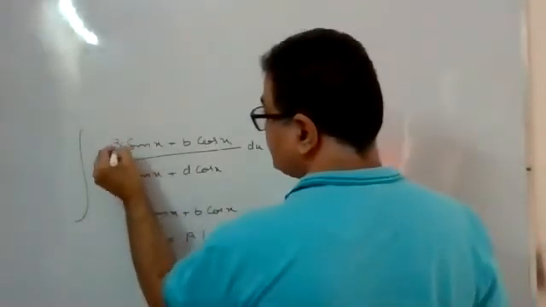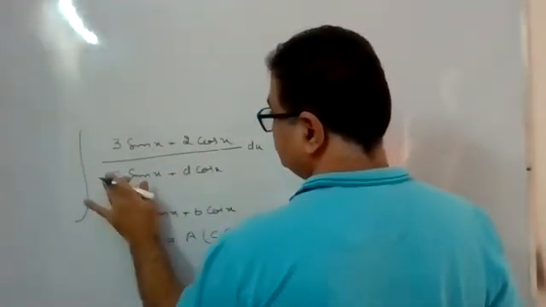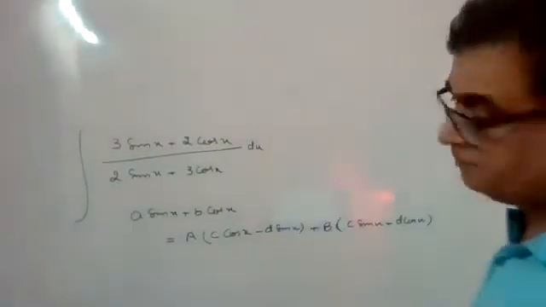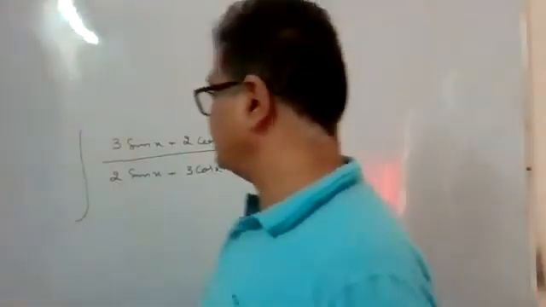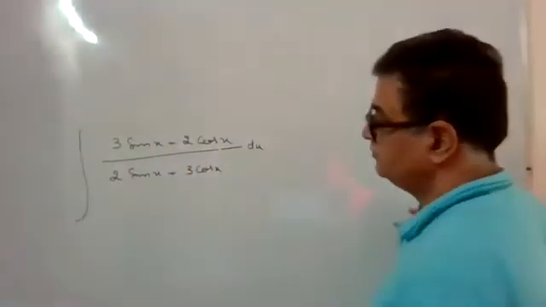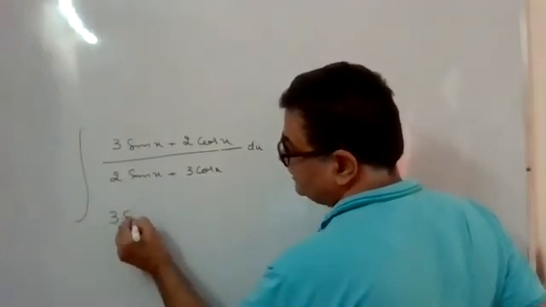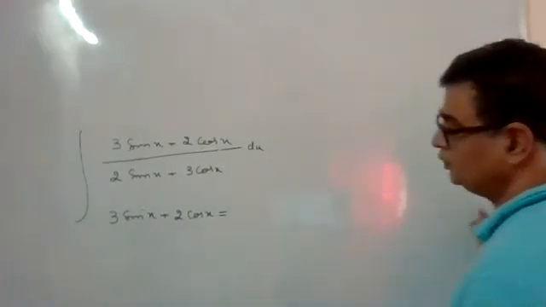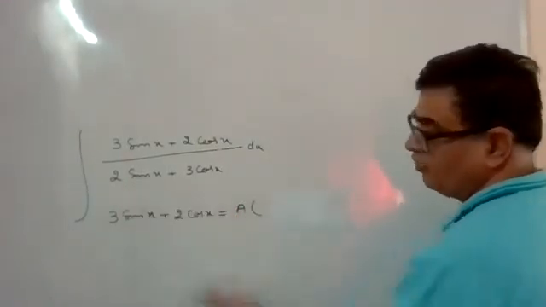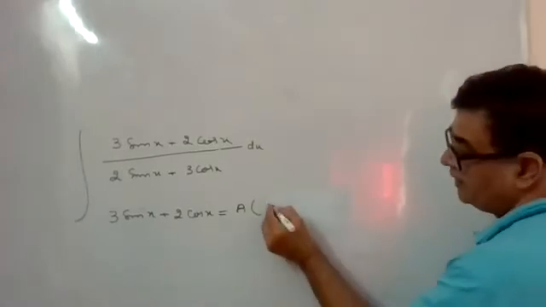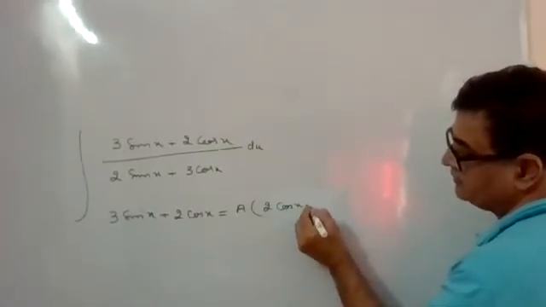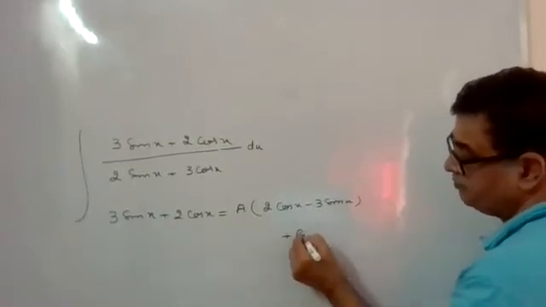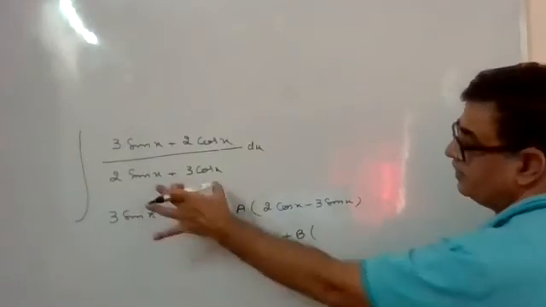3 sin x plus 2 cos x by 2 sin x plus 3 cos x. This is the question we have. So we write this as 3 sin x plus 2 cos x equal to a times the derivative of this. What will that come? 2 cos x minus 3 sin x plus b times the denominator.